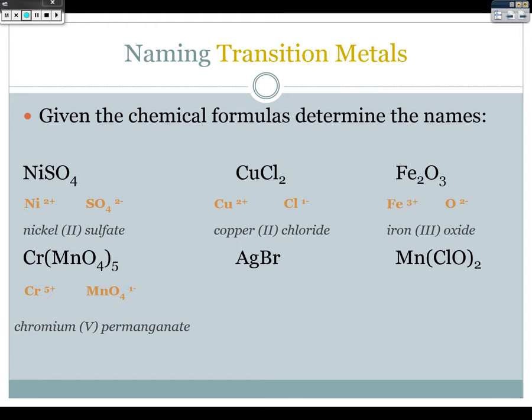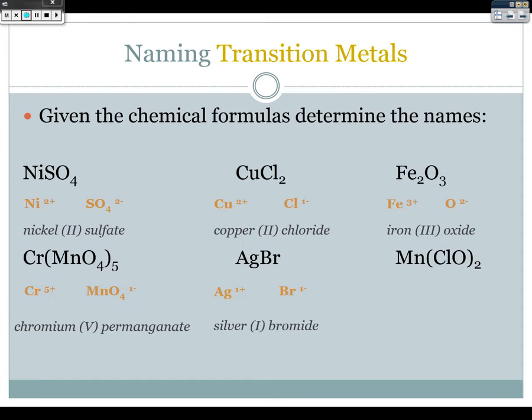Now I've got AgBr, that's silver and bromine. Bromine's a -1. I only needed 1 bromine and 1 silver, so that must mean that the whole positive charge of silver is +1, so silver +1, bromine 1 minus, so then that becomes silver 1 bromide.